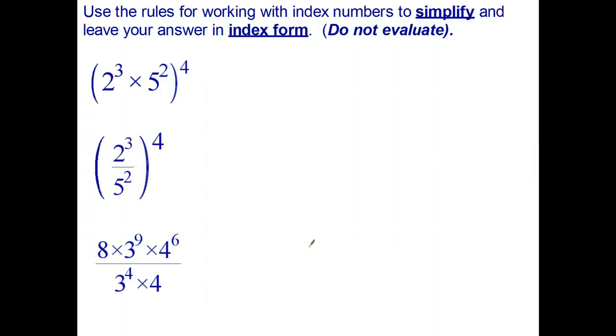G'day students. This is the second video in revising index laws. In this video, we have to use two or more index laws in order to simplify the expressions.